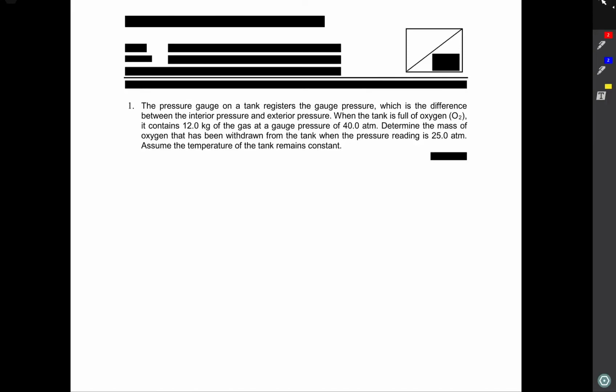Okay, in this video we're going to discuss a few questions, 4 questions to be specific. So for this particular problem, a pressure gauge on a tank registered gauge pressure, which is the difference between the interior pressure and the exterior pressure, when the tank is full of oxygen, O2. It contains 12 kg of gas at a gauge pressure of 40 atm. Determine the mass of oxygen that has been withdrawn from the tank when the pressure reading is at 25 atm. Assume the temperature of the tank remains constant.